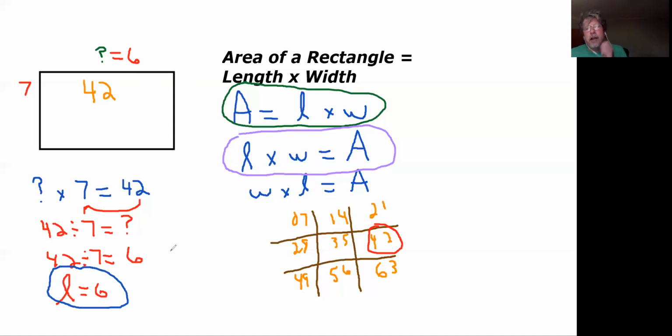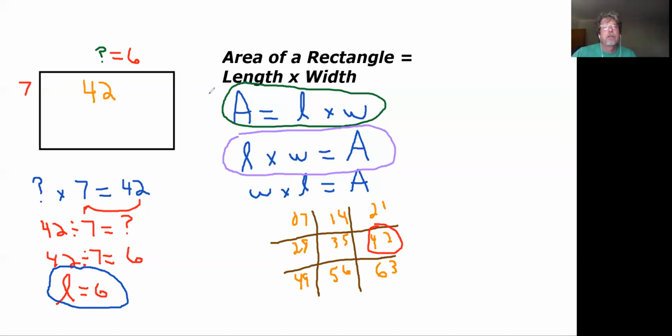So that's kind of the thought process that goes through this. First thing you have to come up with is the area of a rectangle is length times width. And then you can start reasoning it through there. And you could actually see this as a multiplication or a division problem, depending how you looked at it.